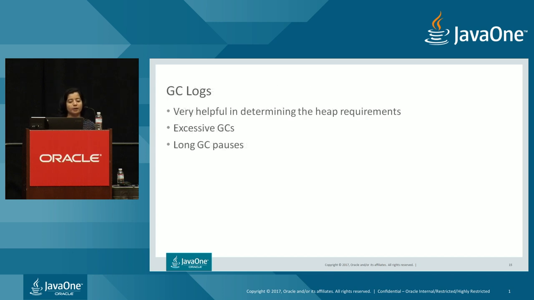GC logs are very helpful in determining the heap requirements. They tell us what the appropriate size of the Java heap is. They tell us if there are excessive GCs or if there are long GC pauses in application execution.